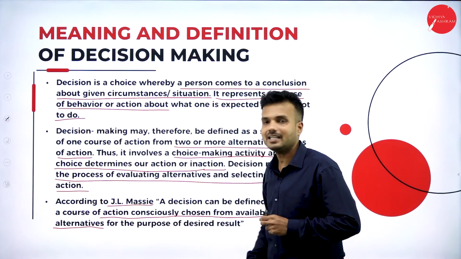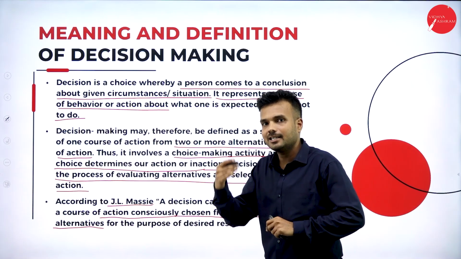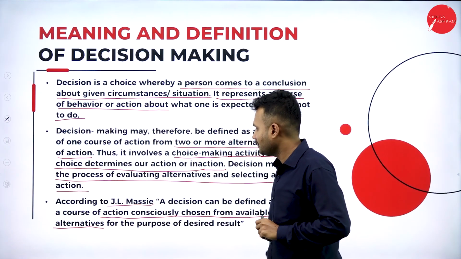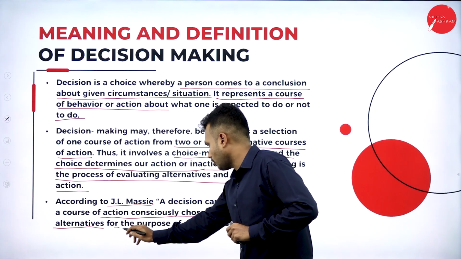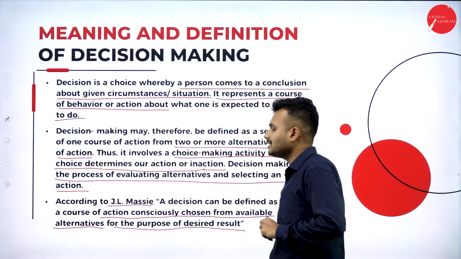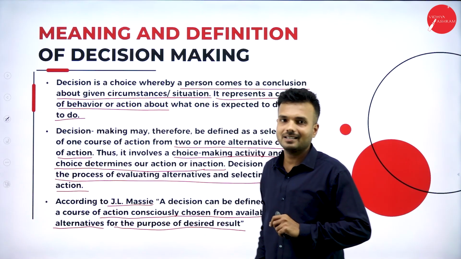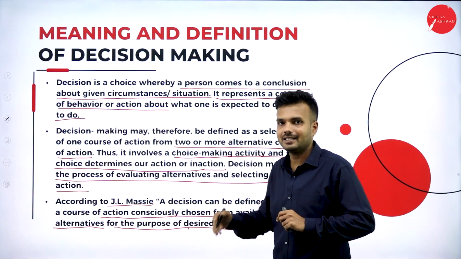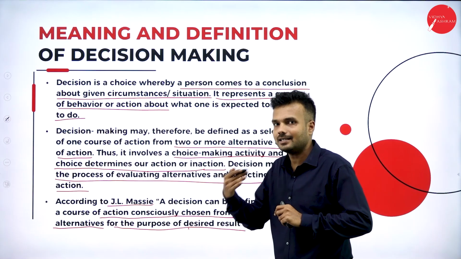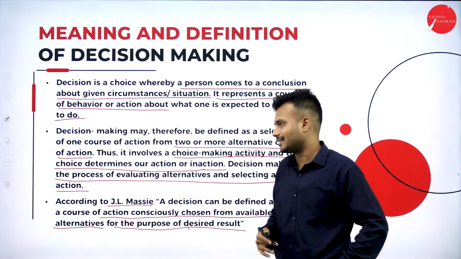So these are the criteria that we use to make the decision for the purpose of the desired result. What is the main intention of this decision? We are going to make a desired result. It is not just a result, it is a desired result.